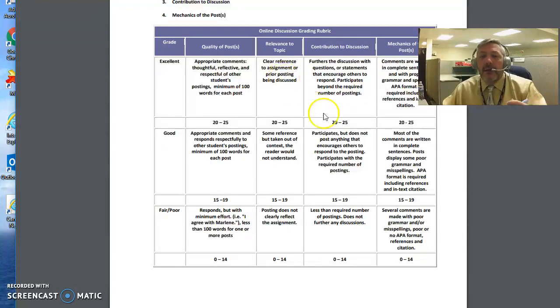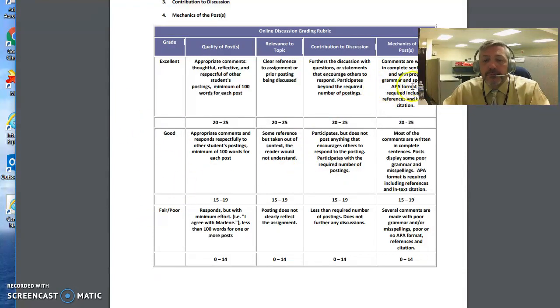Because if you're meeting the requirements, then you're doing good. So participates but does not post anything that encourages, participates with the required number of postings. So if you only do the 4 separate posts on 3 separate days, you'll receive a good, which is fine. But if you want to get the excellent, then you can go above and beyond and post above that.